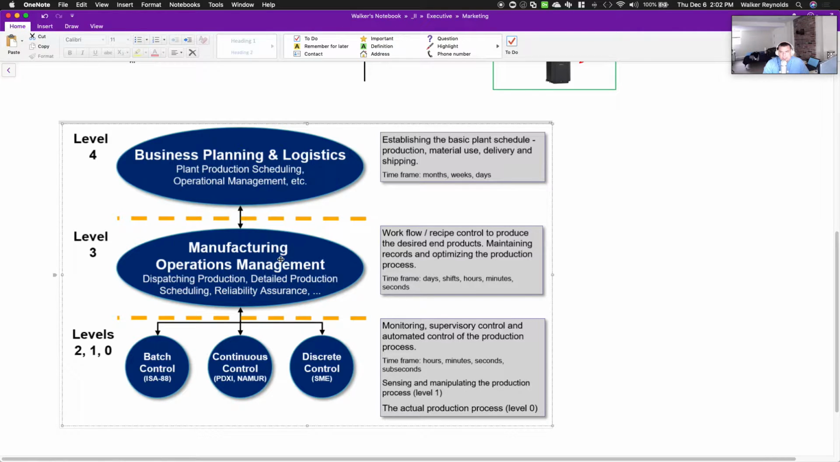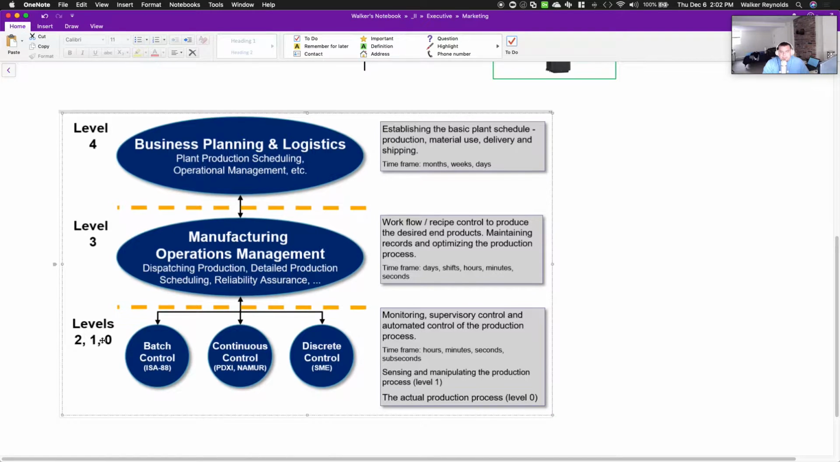In the execution layer, this is where we manage things like recipes. This is where our production schedules are stored, reliability, quality, DQIP, all that stuff. Okay. And then levels 2, 1, and 0 are the controls layer. This is how we actually produce the widgets that came from our level 4, our business planning.